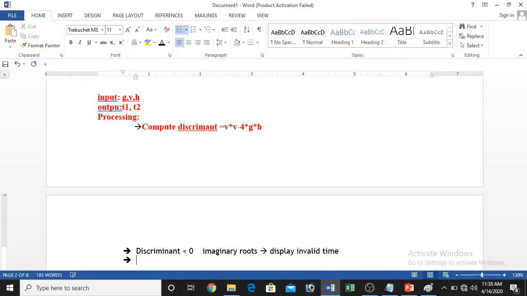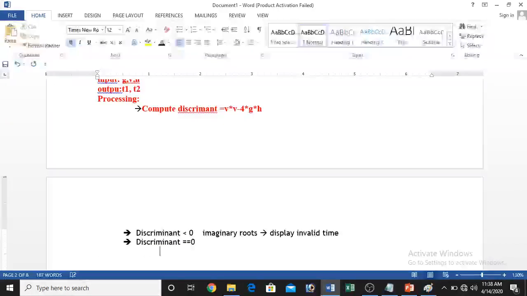Now another option is if the discriminant is equal to 0. If this is true, then what you need to do is calculate just t1, either t1 or t2, because both the roots are same. So t1 is equal to minus b by 2a, that is minus v, velocity, divided by 2 into g. You are going to calculate t1.